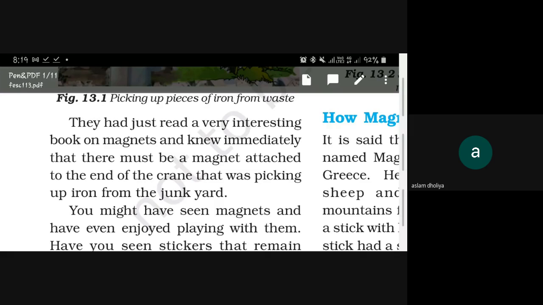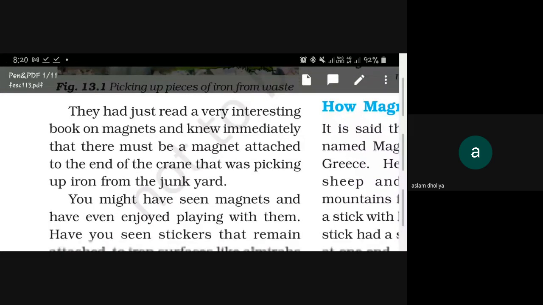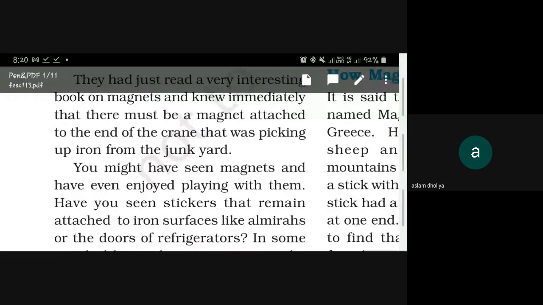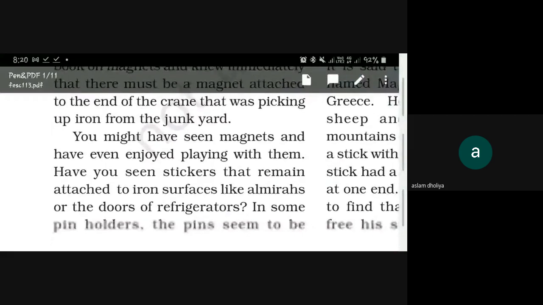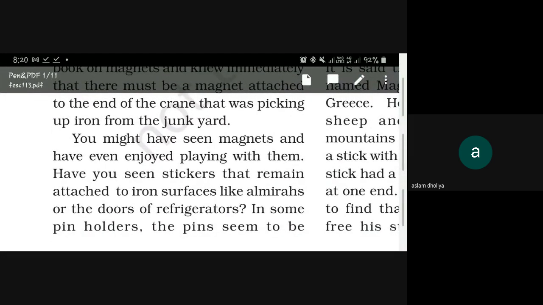They had just read a very interesting book on magnets and knew immediately that there must be a magnet attached to the end of the crane that was picking up iron from the junkyard. You might have seen magnets and have even enjoyed playing with them. Have you seen stickers that remain attached to iron surfaces like almirahs or the doors of refrigerators? Hold a minute.